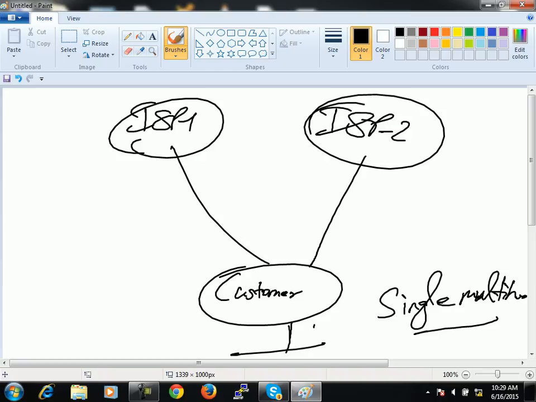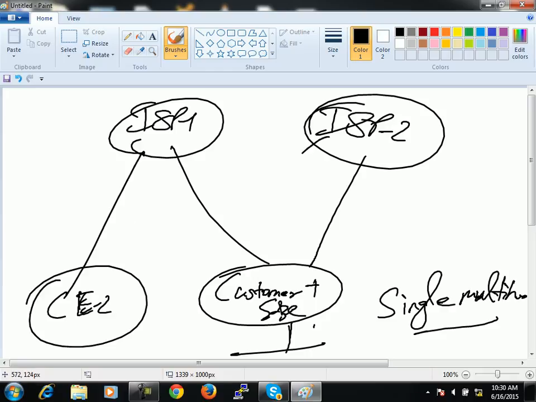Then you can also have a dual multi-homed customer. In a dual multi-homed customer you must also have at least two ISPs available, and now the customer will also have at least two routers. This same customer will have at least two routers. Two customer edge routers will be there. This is customer edge 1, and let's say this is customer edge 2. Fine. So this type of customer will be known as dual multi-homed.